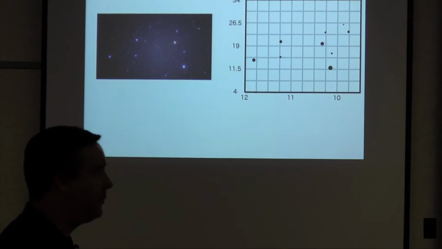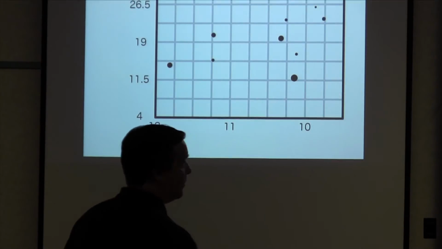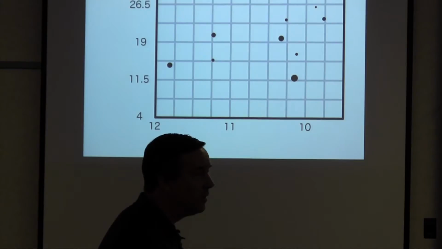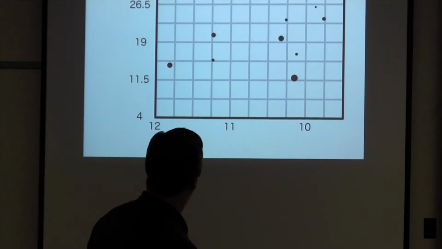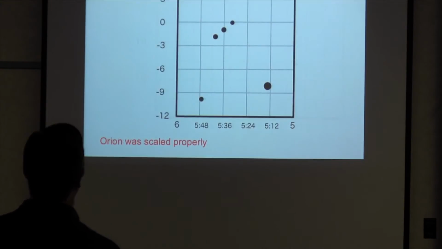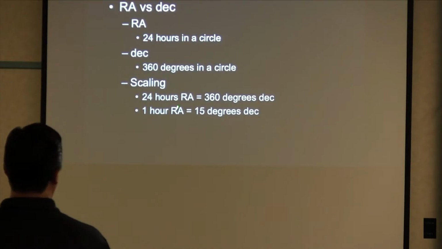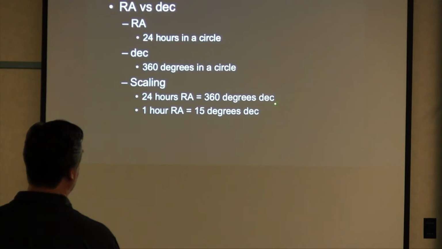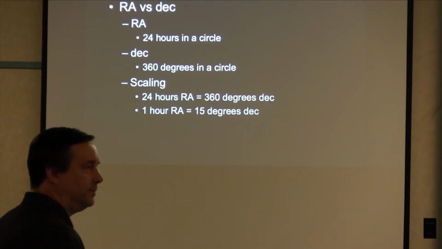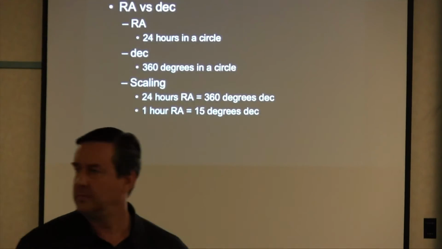Could you go back to the slide with the scale? Sure. The one that defined what the scale should be. Okay, sorry. I went through that quickly because I talked it out. There? Yeah. Okay. So, 24 hours of RA equals 360 degrees of declination. 1 hour of RA is therefore 15 degrees of declination. Make sense? Okay.